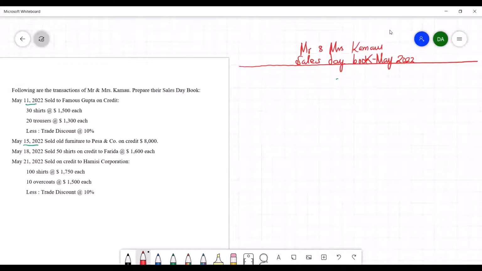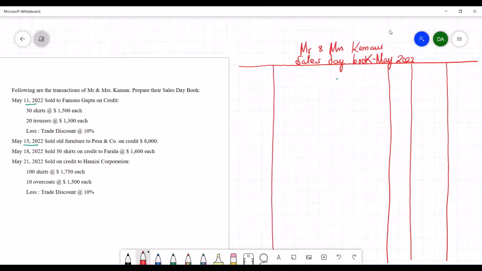Now what we must have in this sales daybook are the following. In the first column, we have the date for this particular transaction. Then we have particulars of the transaction. We may have folio here. The folio here is the reference number. Then we have amount in details, and then total amount.